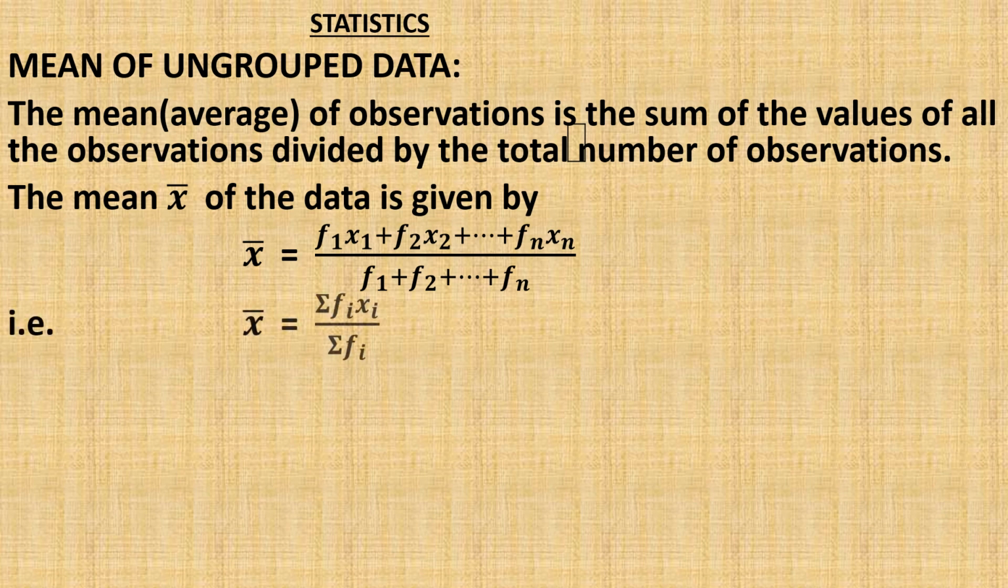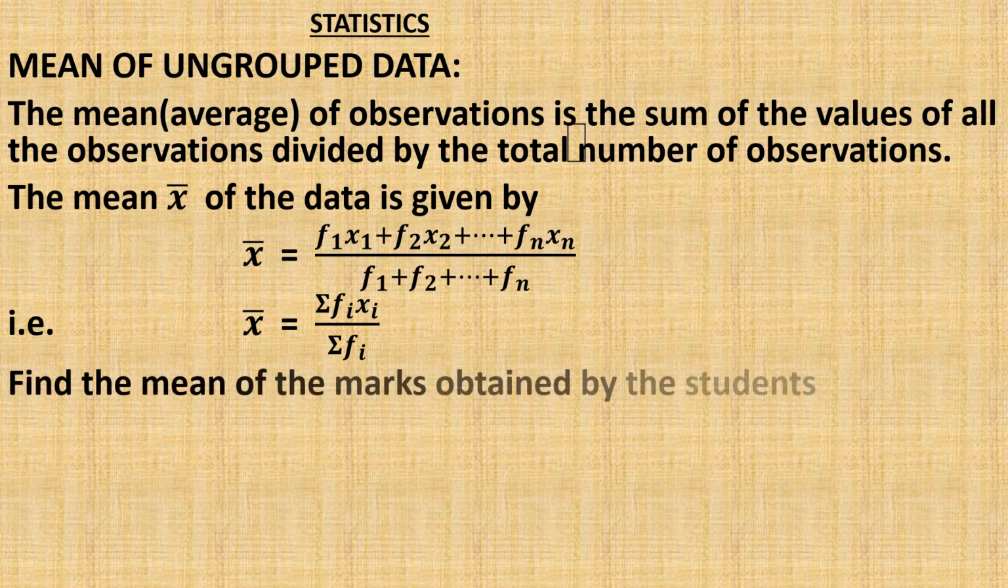So simply we can write that x bar is sigma fi xi by sigma fi. Sigma denotes the summation. So that is the formula for the arithmetic mean. We'll go with an example so that you can understand.